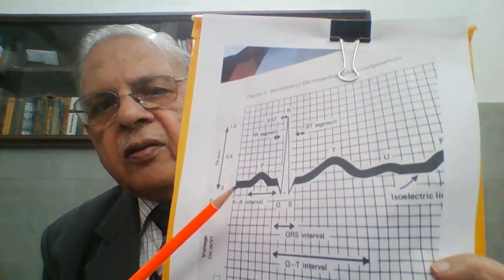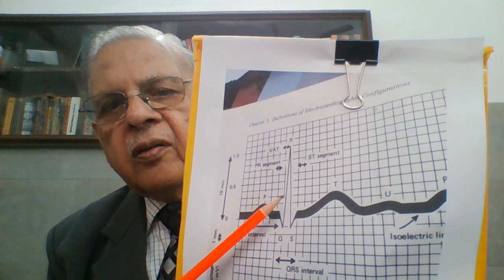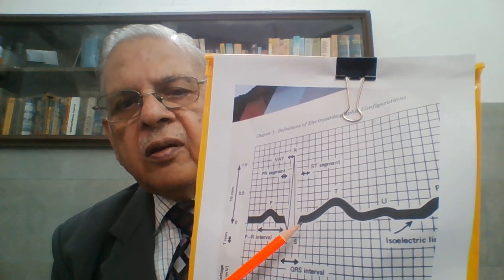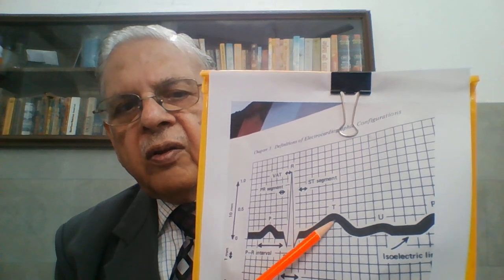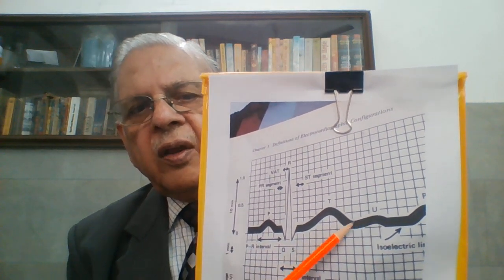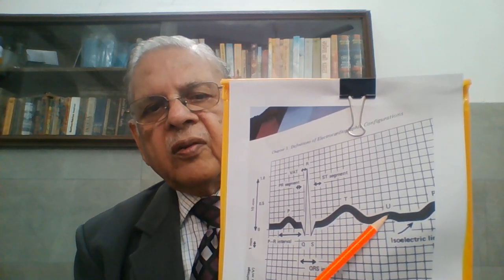Now look at this. This is the P wave. This is the Q wave. This is the R wave. This is the S wave. Do not confuse it. This is the T wave, and in this case this is shown diagrammatically. This is the U wave. It is not present in all cases, but when present we have to notice this also.